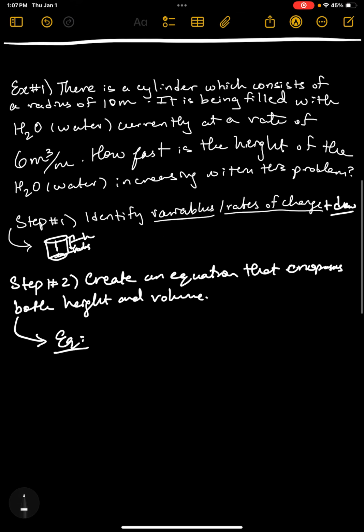So within our first example, let me just read the problem. There is a cylinder which consists of a radius of 10 meters. It's being filled with water currently at a rate of 6 meters cubed per minute. They're asking us how fast is the height of the water increasing within this problem.